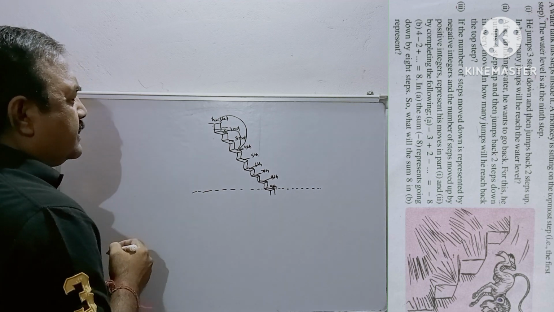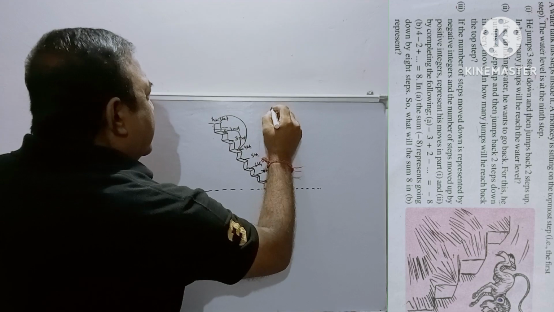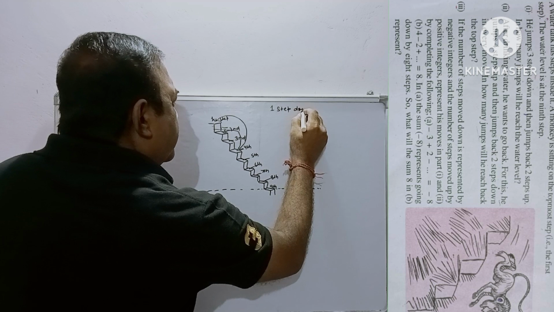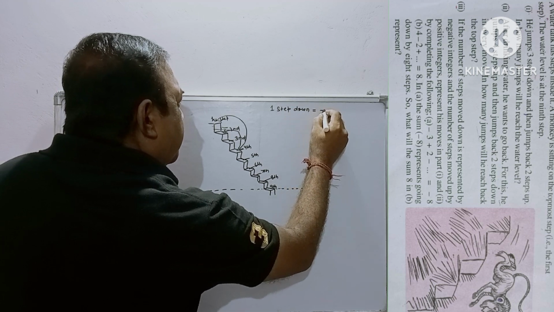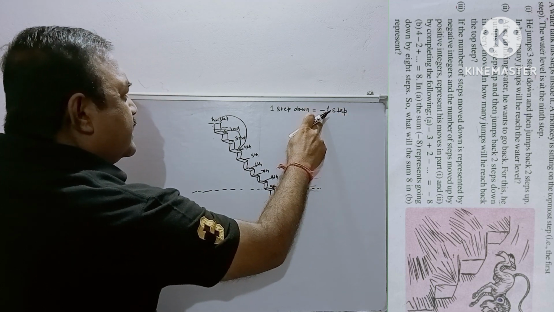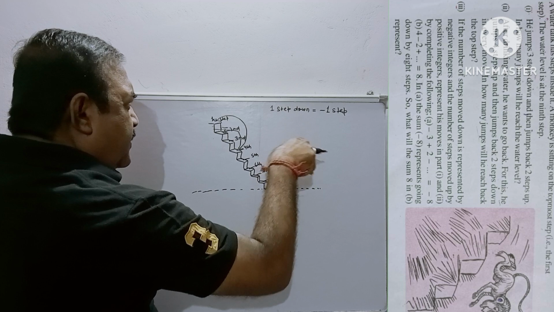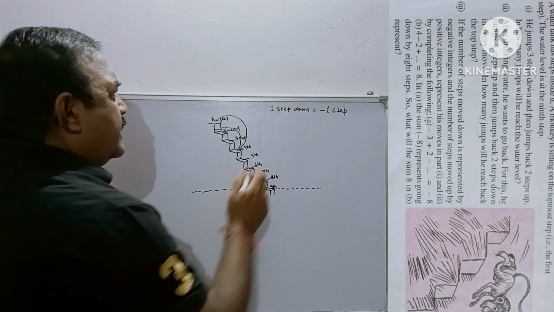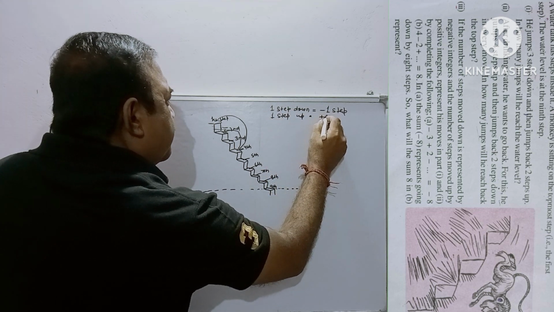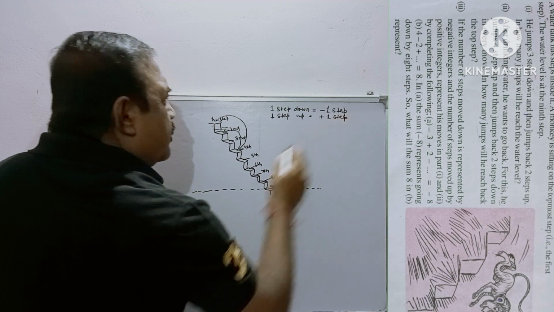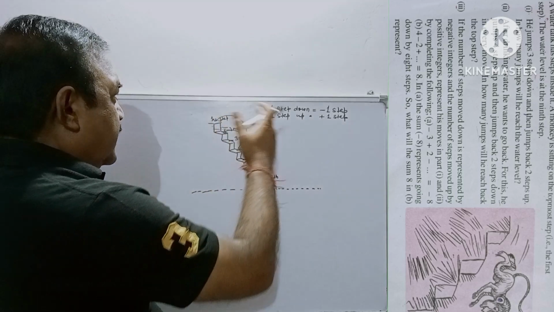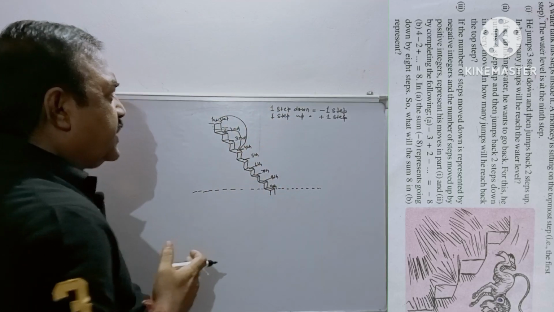So first we will have to mark here, you see, 1 step down, that is -1 step. This minus sign indicates that the step is down, towards downward, okay? So 1 step up, that means that is a +1 step because it is a question based on integers. We have to see the directions, in which direction it moves, okay?